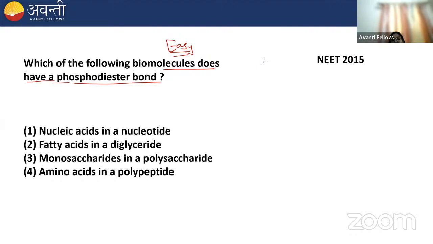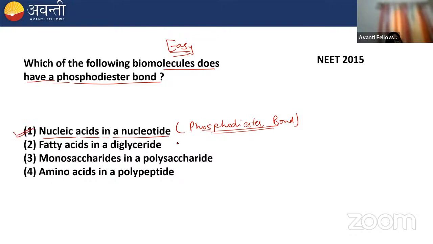These questions came in NEET. Remember, I've mentioned the year as well. This question came in NEET 2015. So nucleic acid in a nucleotide. Remember the bond between the sugar and the phosphate? I told you that it is the phosphodiester bond. The nucleotide shows the phosphodiester bond. So option 1 is the correct option.